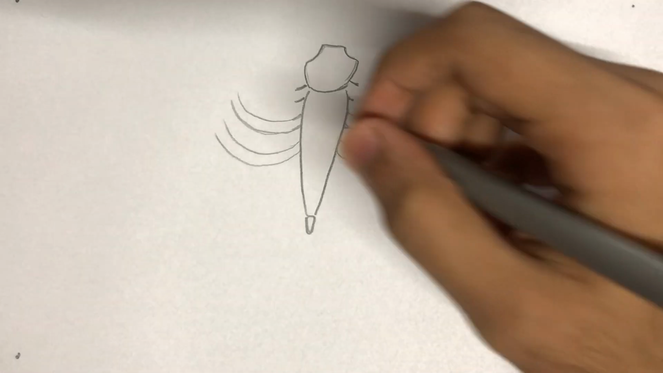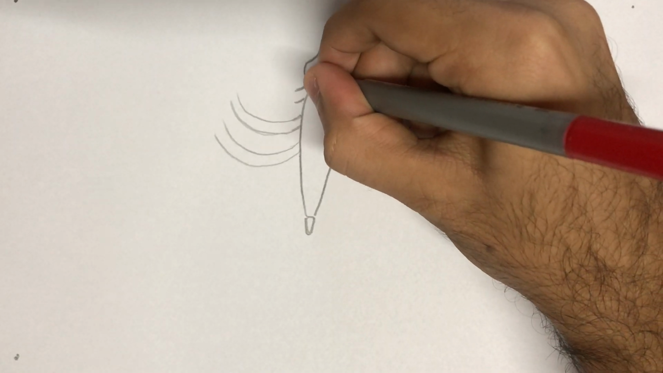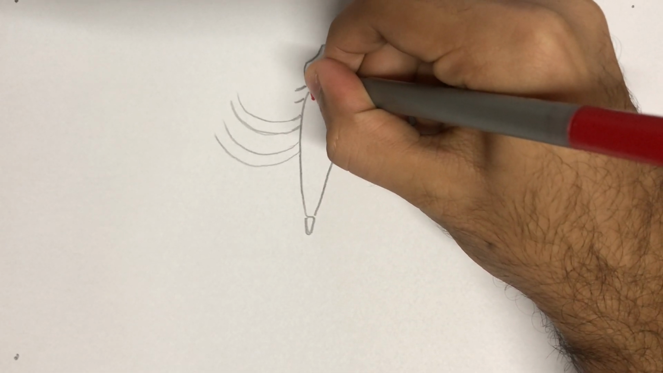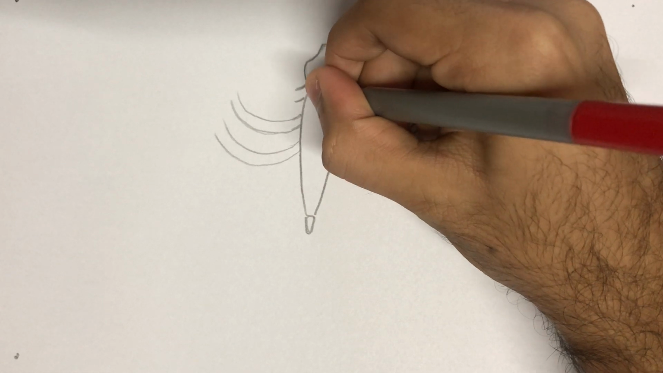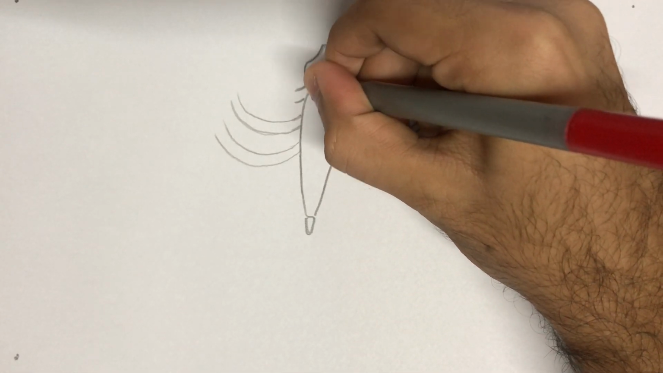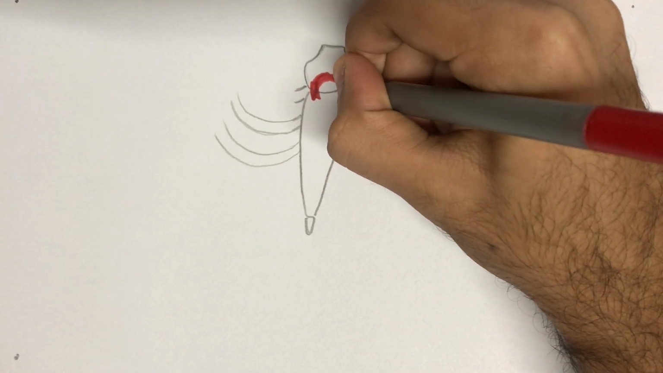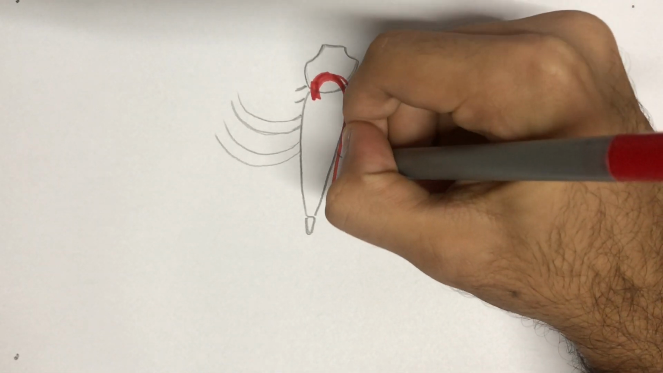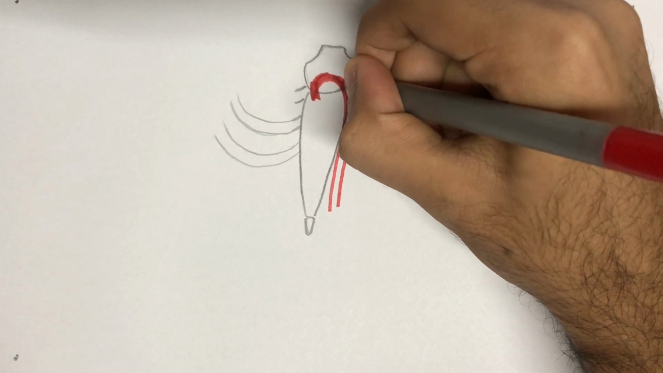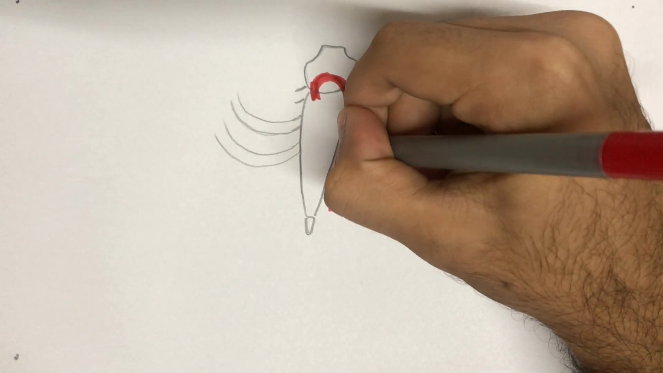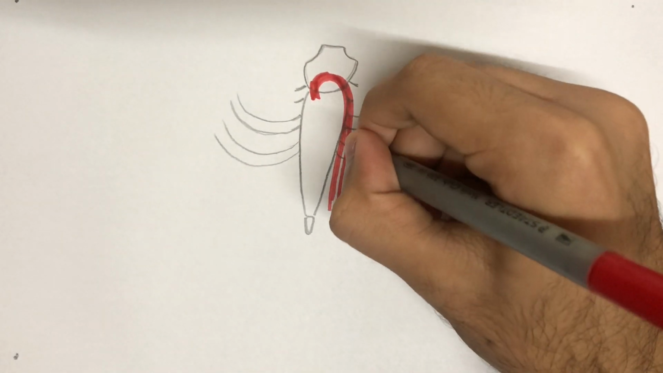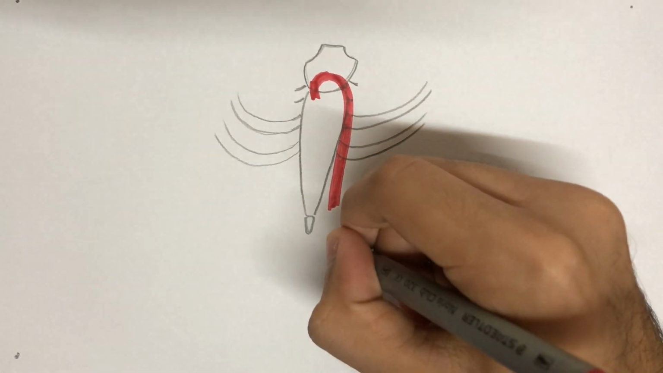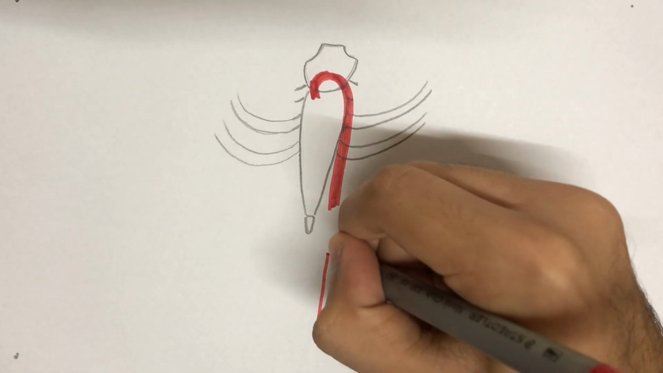So starting from the aorta, we have the ascending aorta, the arch of aorta, which is at the sternal angle, and the descending aorta. Descending aorta is further classified as the descending thoracic aorta and the descending abdominal aorta.